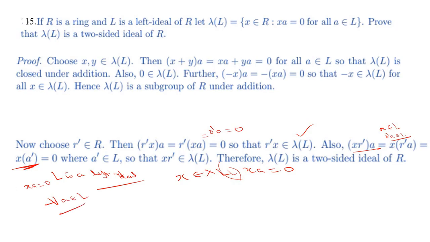So in particular for a prime also it should be true. So we have this, so that your xr prime is also in this. Therefore lambda of L is a two-sided ideal. So even here we have got the description: non-empty we have shown, and then the criterion one for subgroup under addition, and then the ideal condition.